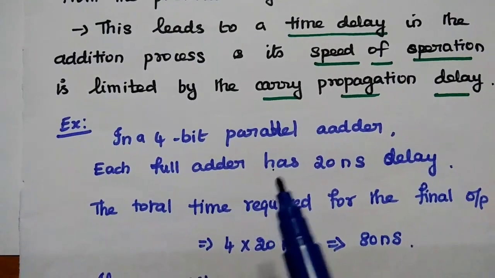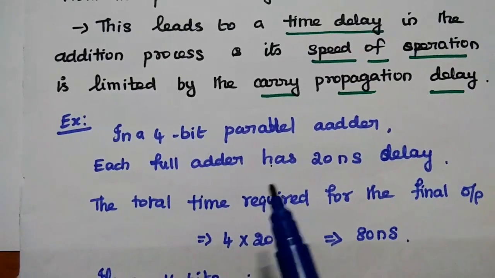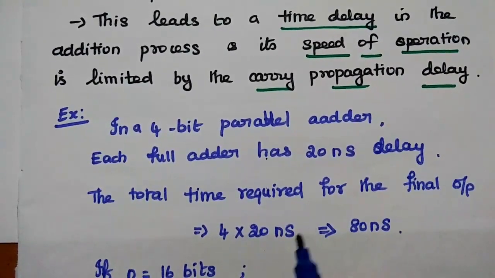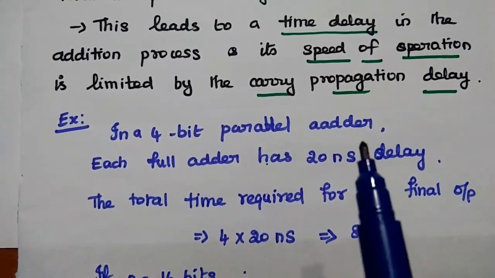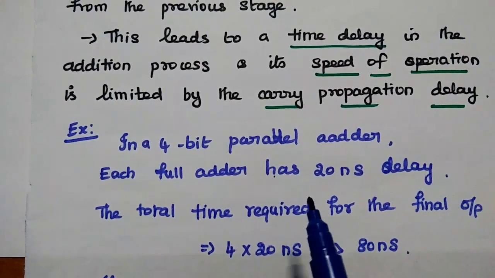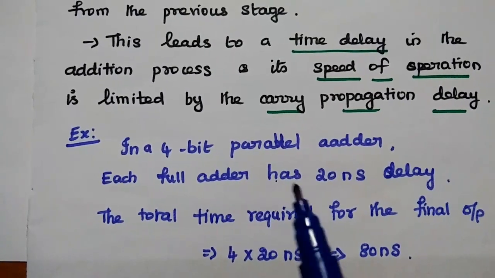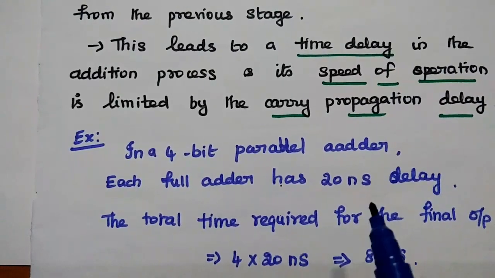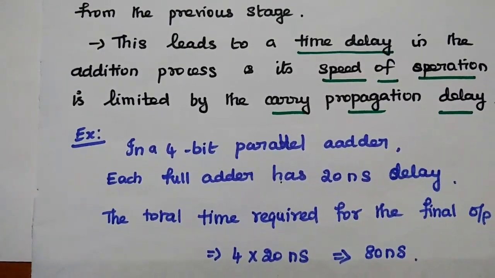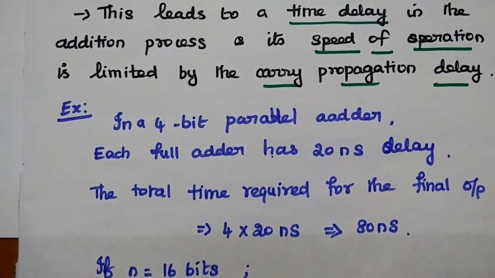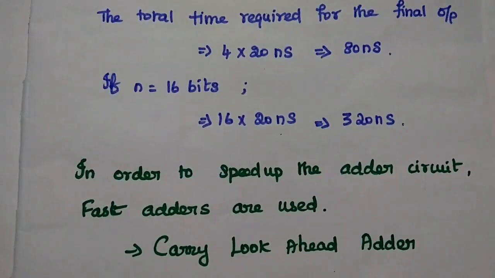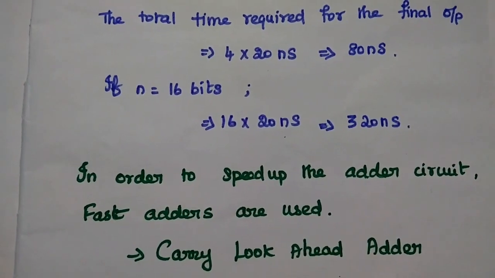In this 4-bit parallel adder, we can assume that each full adder has 20 nanoseconds delay. Since there are 4 adders, the second full adder has to wait for 20 nanoseconds to get its carry input from the first stage. The third stage full adder has to wait for 40 nanoseconds to get its carry input from the previous stage. Finally, the fourth stage has to wait for 60 nanoseconds to get its carry input. On the whole, the total time required for the final output is 80 nanoseconds. This 80 nanoseconds for a 4-bit binary adder is tolerable.